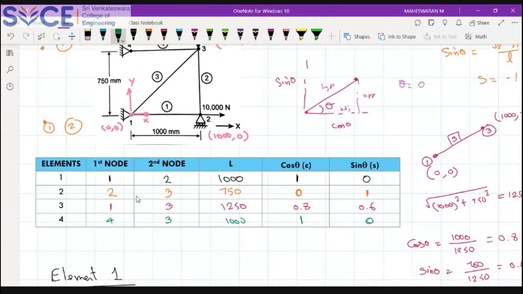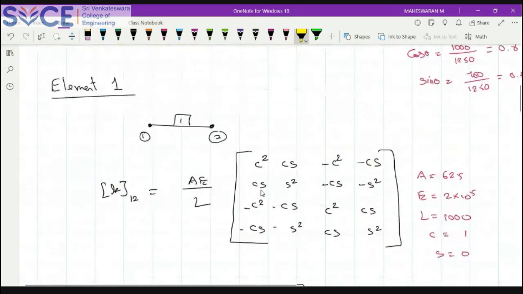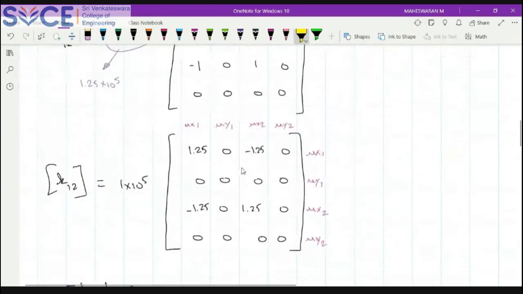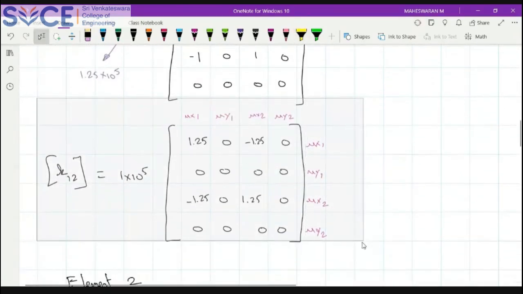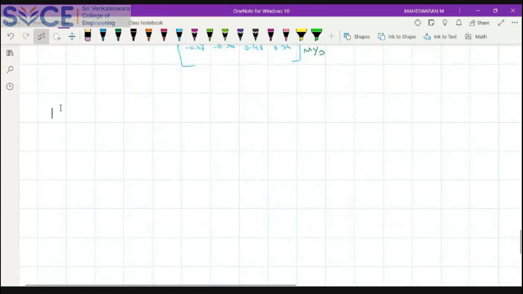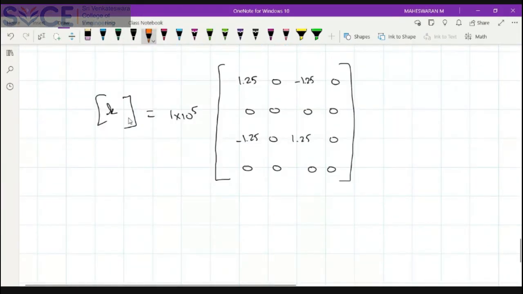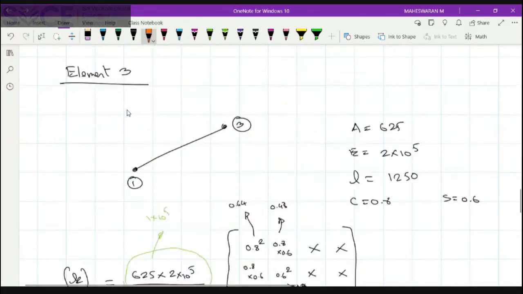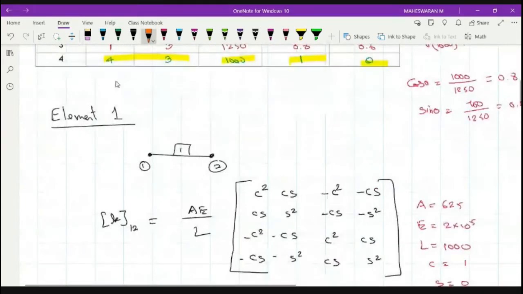Look at this element 4. You can see that element 1 and element 4 are both similar because your L is the same, and C and S are also the same. In that case, whatever stiffness matrix we had for element 1 can be used again for element 4. So I will just copy the same stiffness matrix applicable for element 1. Only the address is changing. So here I will write this is element 4. Element 4 is connecting nodal points, first node 4 and 3.